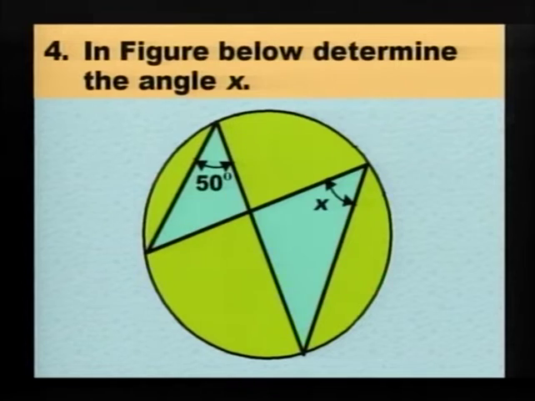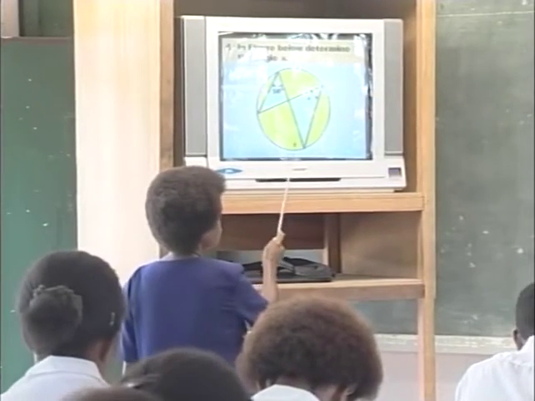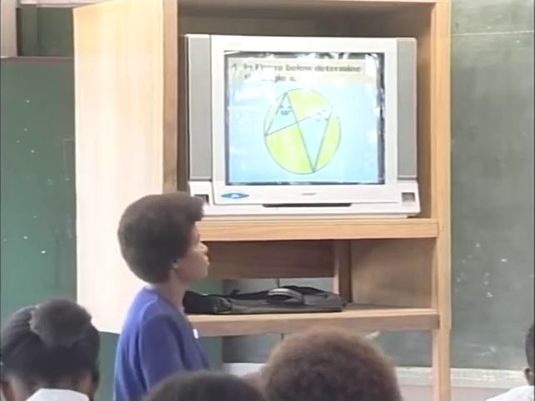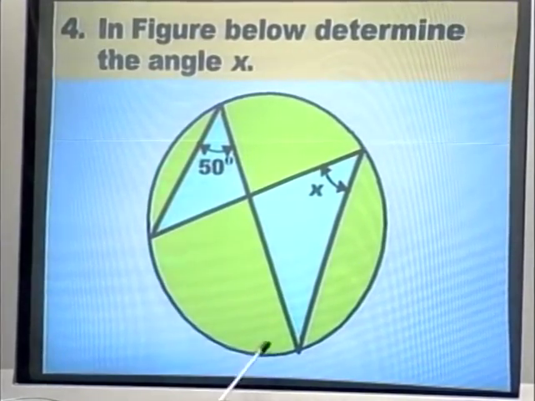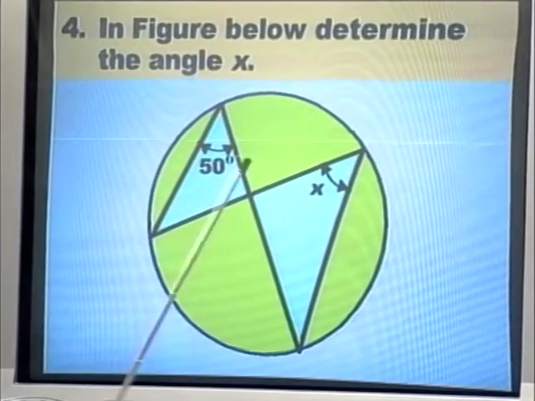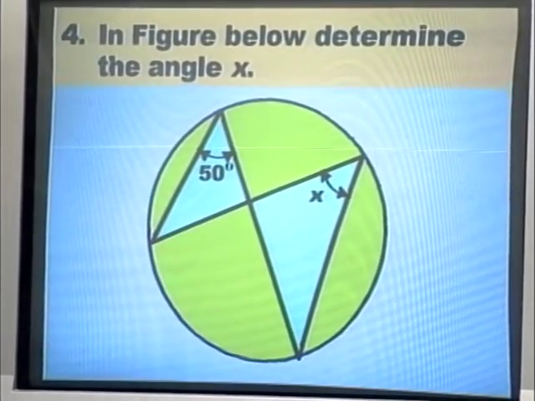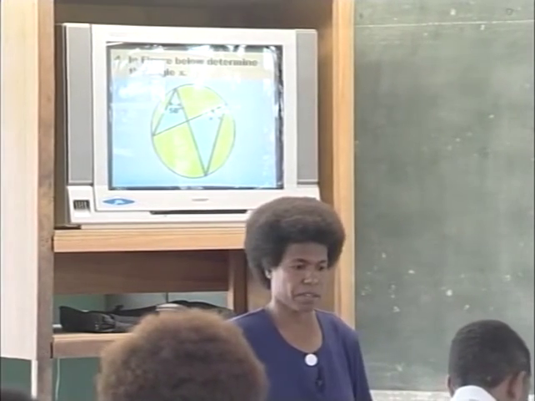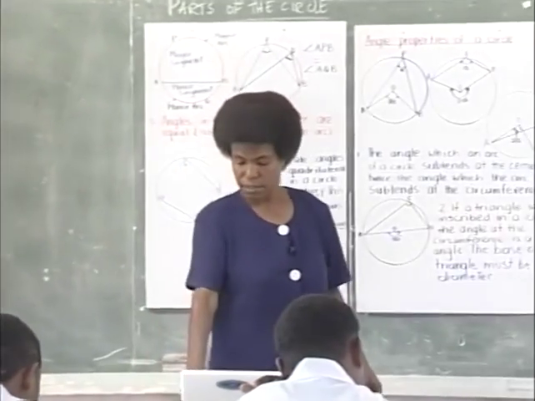You have to indicate where the chord is first. Now, this is where the chord is drawn. So on your diagram, you draw the chord to find out whether the two angles are in the same segment. You draw the chord from there to there, and you'll find that these two angles end up in the same segment. So if this is 50, what will X be? 50 degrees. 50 degrees, correct. Okay. Number 5.